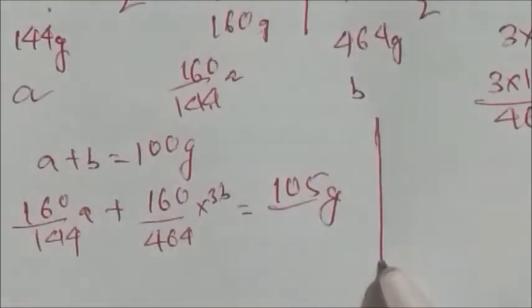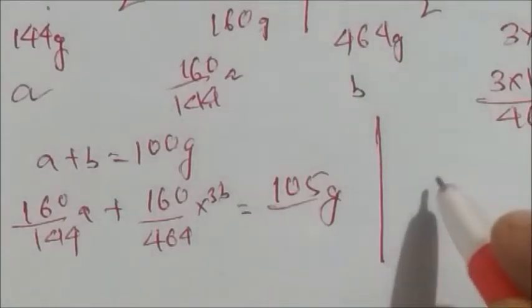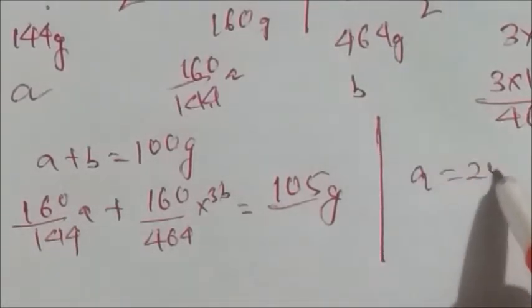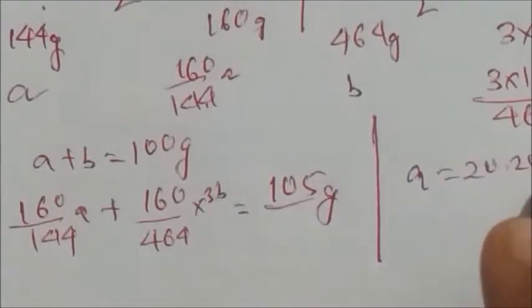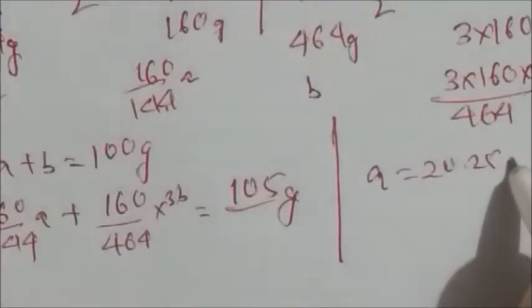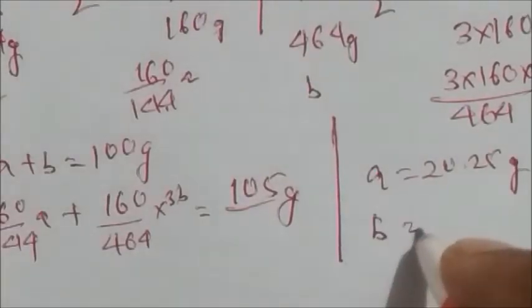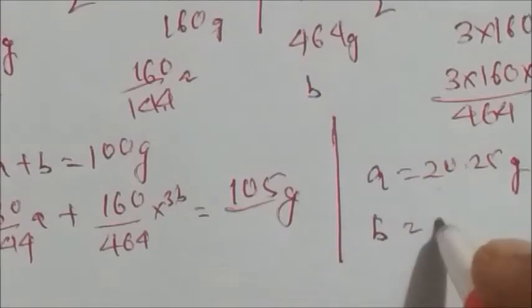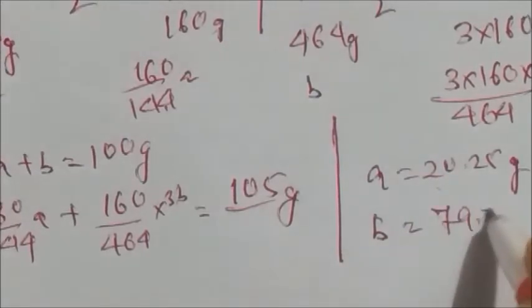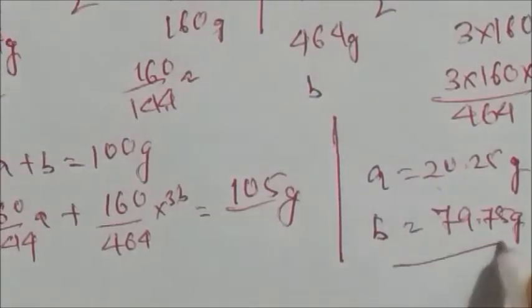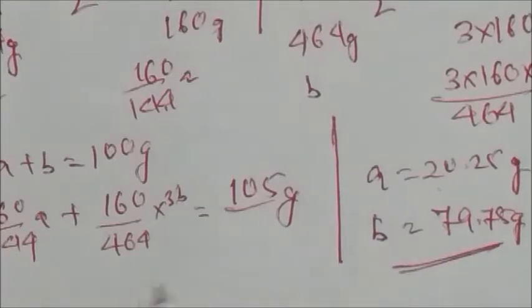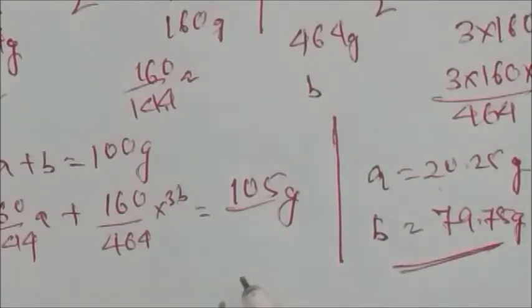On solving this equation, you will get A is equal to 20.25. So this is our percentage, and B will definitely be 100 minus 20.25, so you will get 79.75 gram. This is a tedious question, but once you understand it, you will solve it easily.